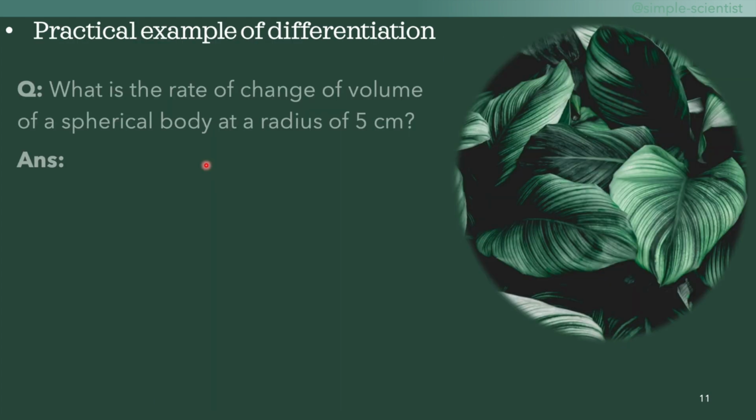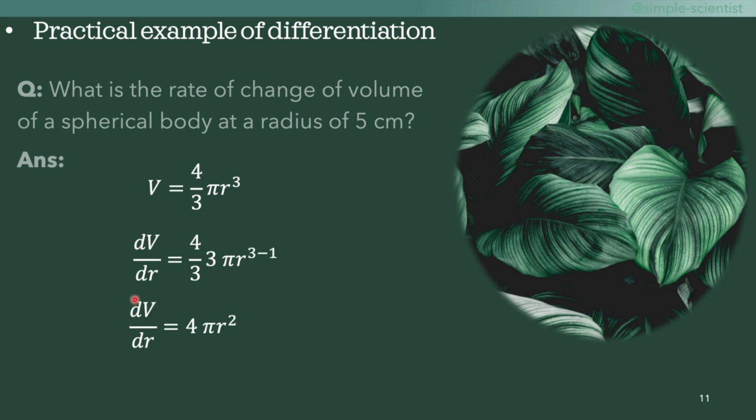Now let us take a practical example to understand the use of derivative. The question is, what is the rate of change of volume of a spherical body at a radius of 5 cm? First, we need to know the relation of radius with the volume, which we already know. The volume equals 4 by 3 pi r cube. Here r is independent variable and V is dependent variable. Taking derivative of volume with respect to r will give us dV upon dr equals 4 pi r square.